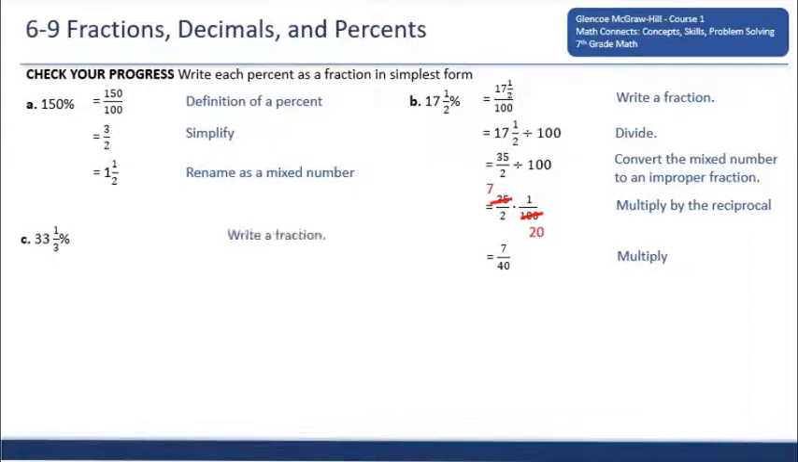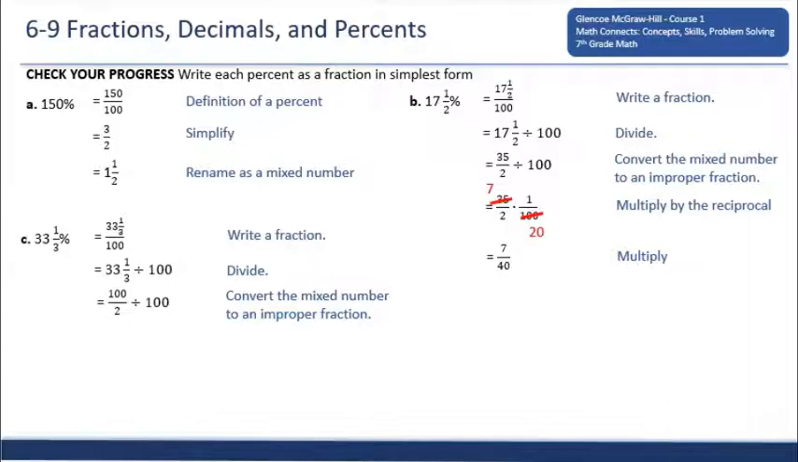C, 33 1/3%. We're going to write that as a fraction, so 33 1/3 over 100. We're going to rewrite the division problem, 33 1/3 divided by 100. Convert the mixed number to an improper fraction, so 33 times 3 is 99, plus 1 is 100, divided by 100. And we're going to multiply that by the reciprocal. So we get 100 over 3 times 1 over 100. And now we're going to simplify and multiply.